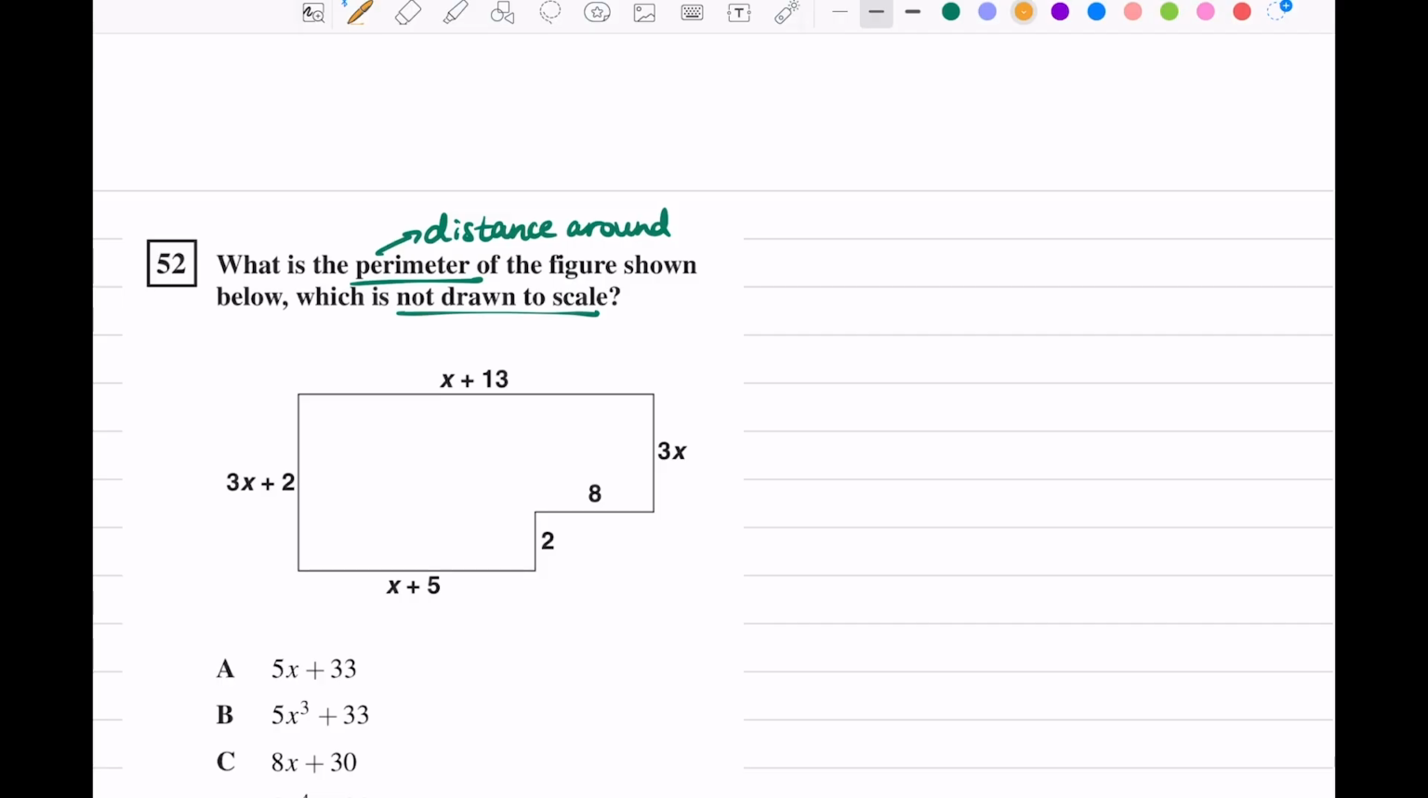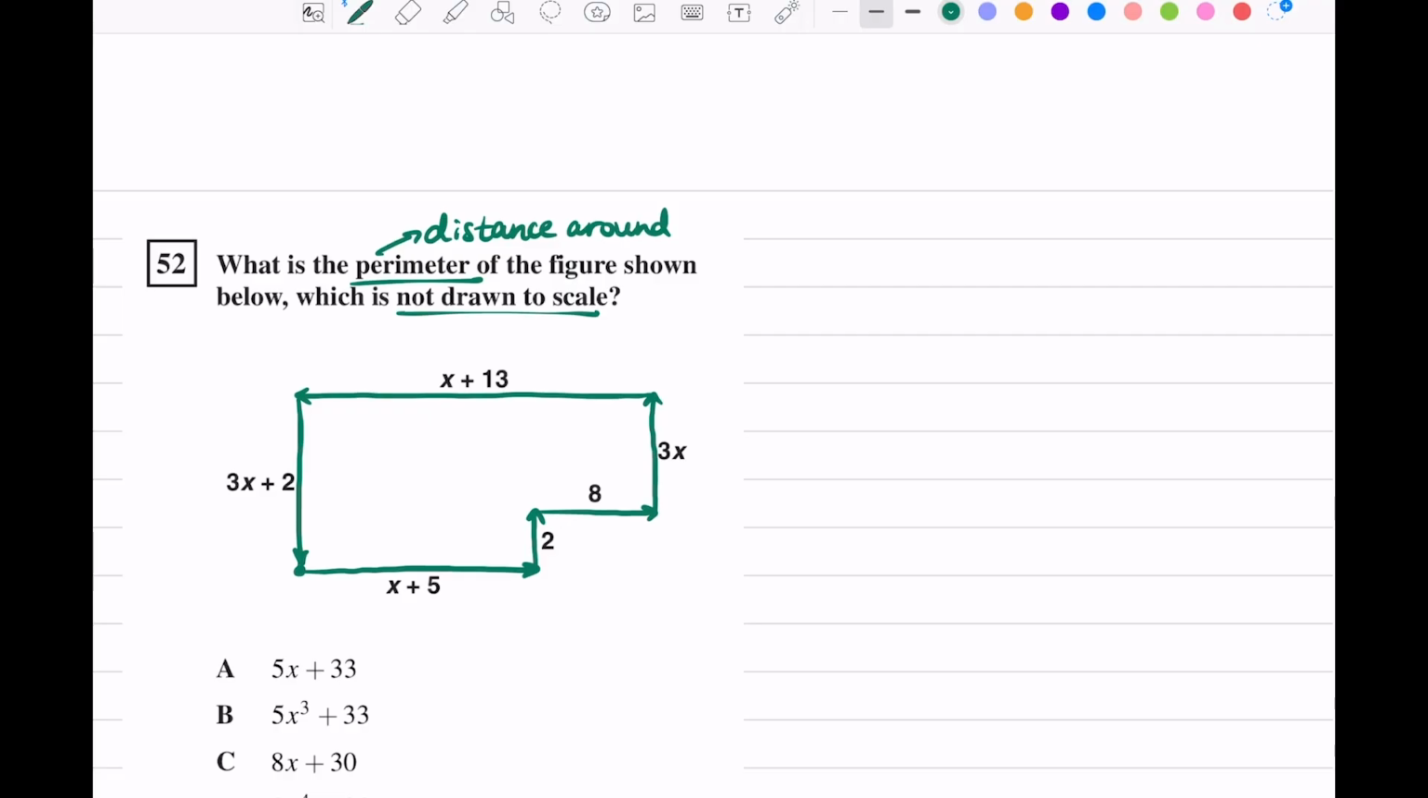So the question's asking, what is the distance around this figure? So essentially, we can start at any point and then walk around. We'll go down this distance, which they tell us is x plus 5 units. Then we'll walk up 2 units, 8 more, and then 3x units. And then we'll go across x plus 13 units, and then finally 3x plus 2 units, till we get all the way around.